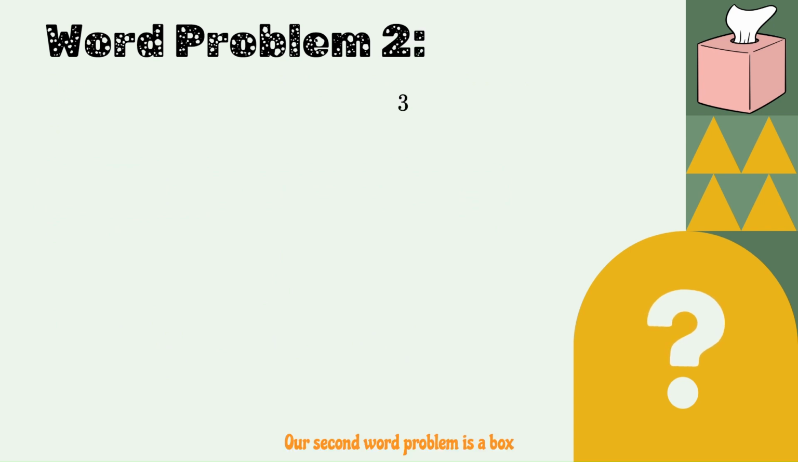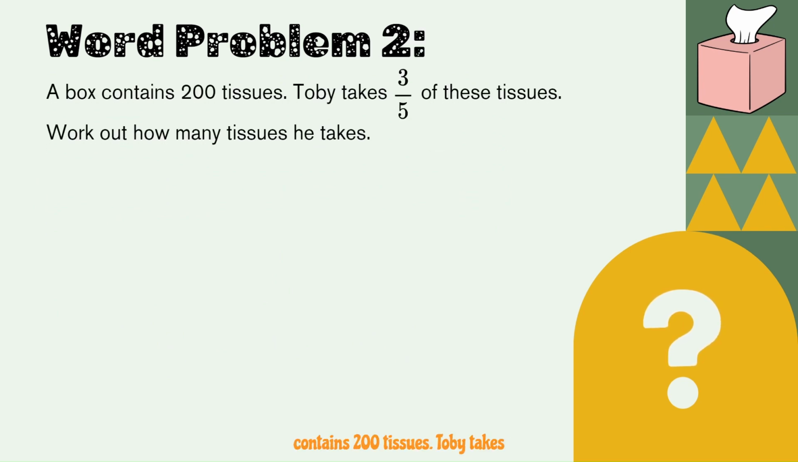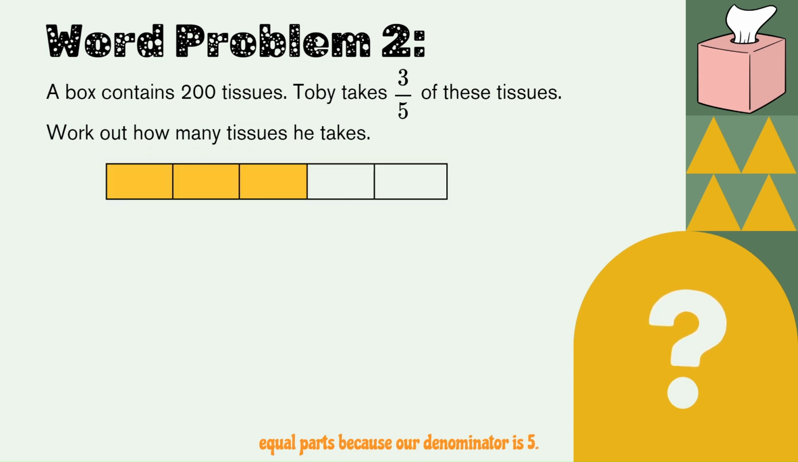Our second word problem is, a box contains 200 tissues. Toby takes 3/5 of these tissues. Work out how many tissues he takes. So to visually look at this word problem, we're going to make a rectangle, and that rectangle is going to be divided into 5 equal parts because the denominator is 5. Then the shaded number of parts is going to be 3 because the numerator is 3, and 3 is showing the number of tissues that Toby takes.